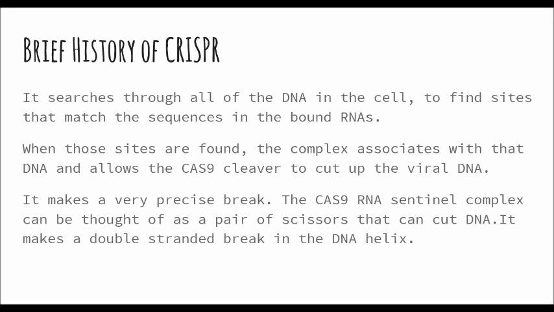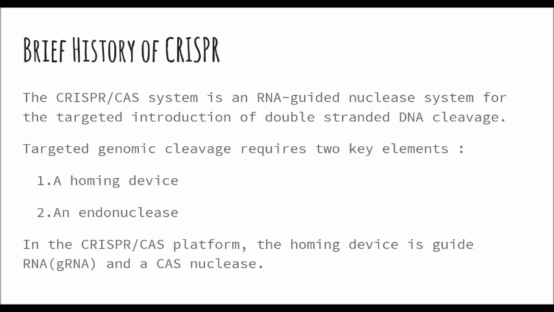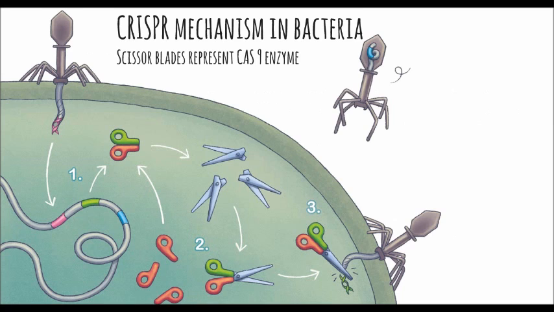The Cas9 RNA sentinel complex can be thought of as a pair of scissors that can cut DNA. It makes a double-stranded break in the DNA helix. The CRISPR-Cas9 system is an RNA-guided nuclease system for the targeted introduction of double-stranded DNA cleavage. Targeted genomic cleavage requires two key elements. First, a homing device, and second, an endonuclease. In the CRISPR-Cas9 platform, the homing device is guide RNA, gRNA, and the endonuclease is a Cas nuclease.